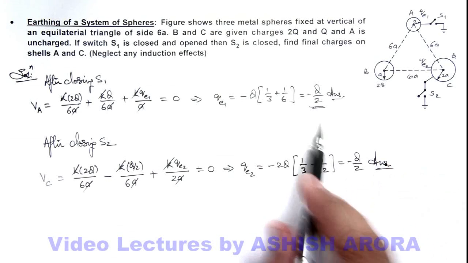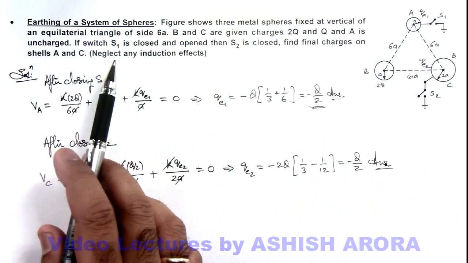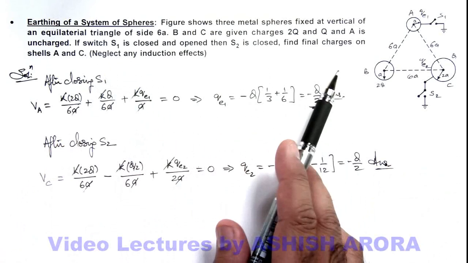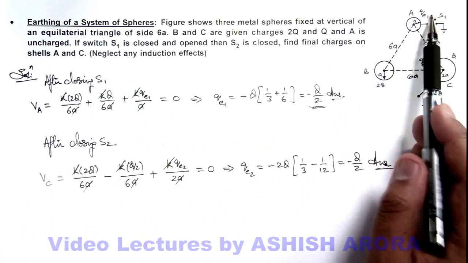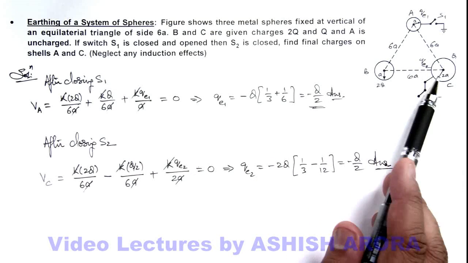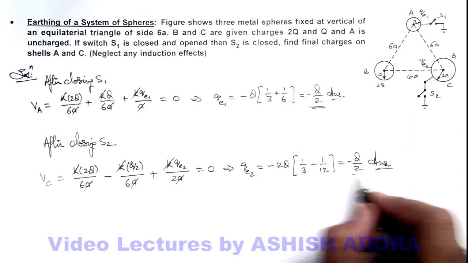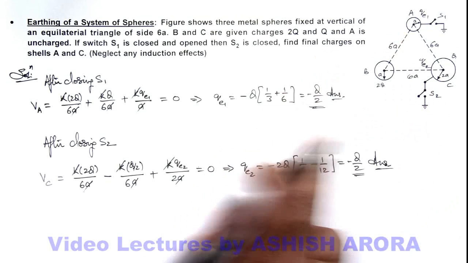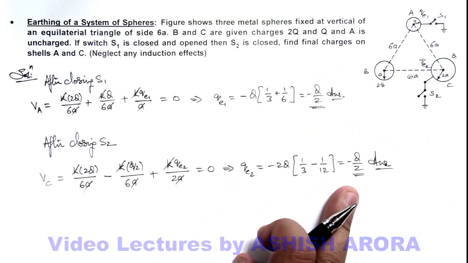So here we can say, as we execute the process given in the problem, first we close S1, then open it, then close S2. Then the final charges on shells A and C will be minus Q by 2 and minus Q by 2.